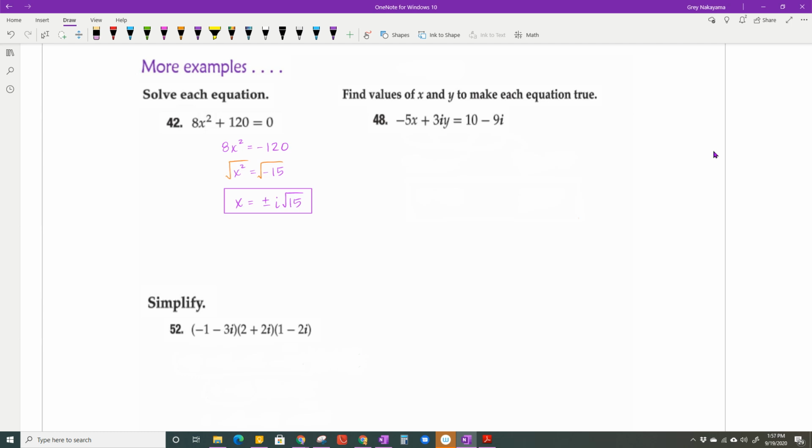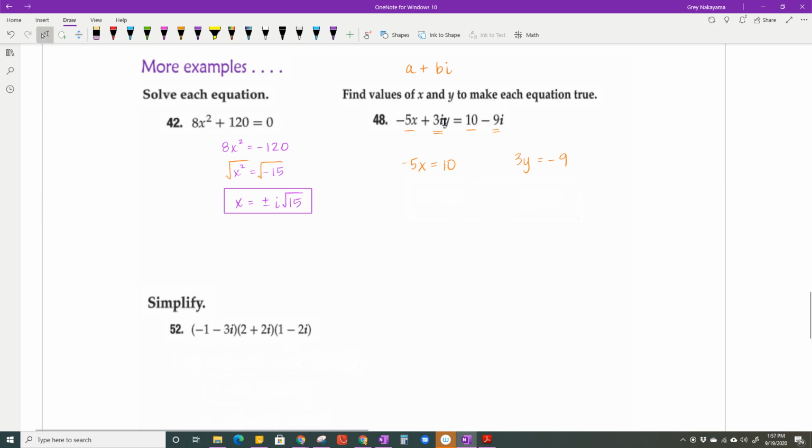All right, the next example. Find the values of x and y to make each equation true. So what has happened here is this is a complex number and that's a complex number. Because remember, our standard form of a complex number is a plus bi. So when you're trying to solve this, all you have to do is set the real parts equal to each other. So the real parts are negative 5 and 10, so I set those equal to each other. The imaginary parts are 3iy and negative 9i.